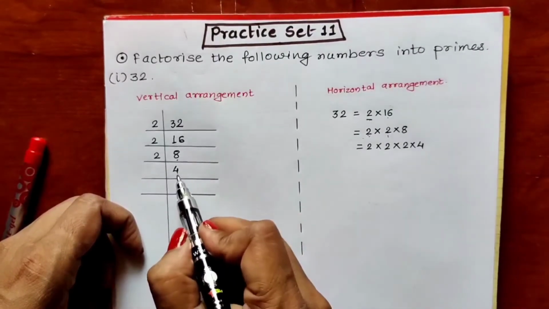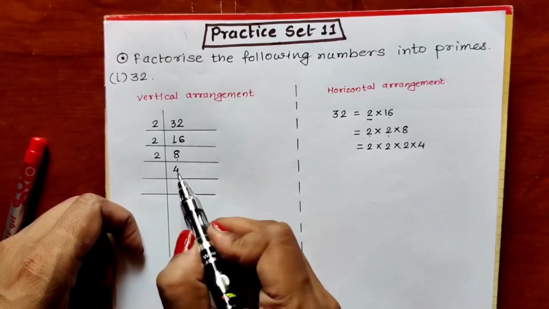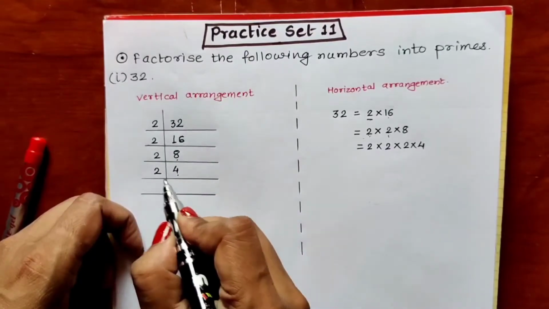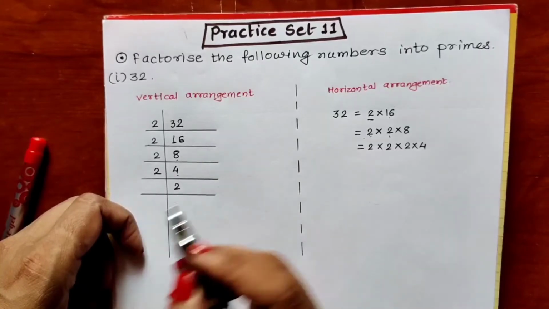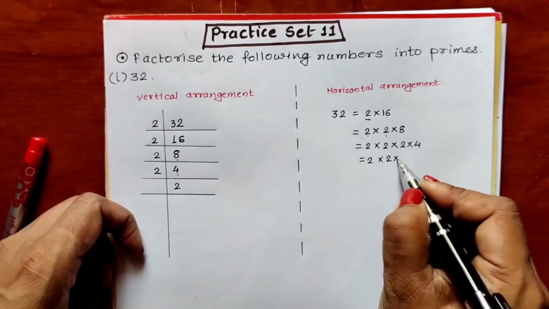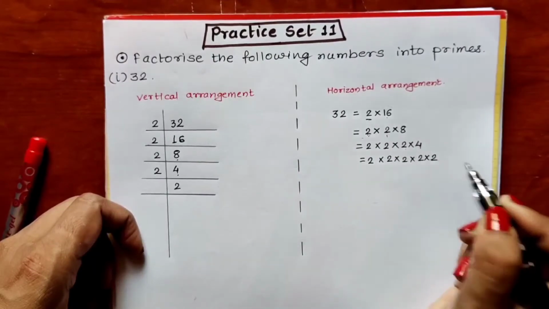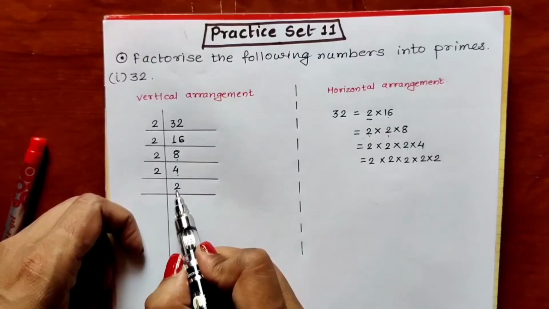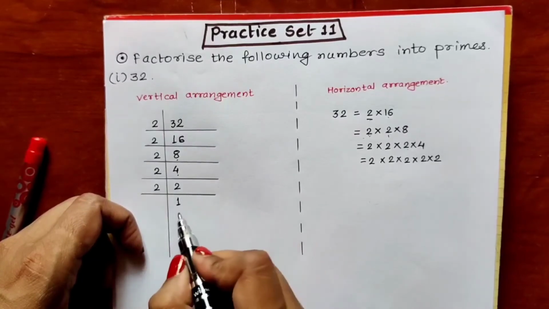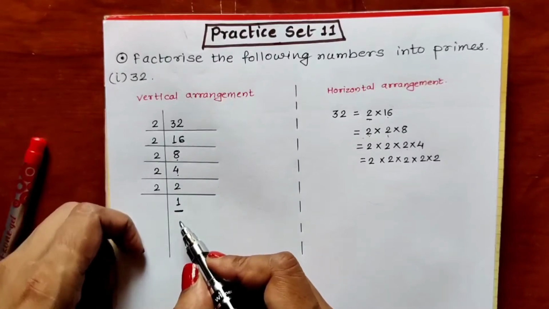Now here this 4 is an even number. This is not a prime number. This is a composite number. This is also divisible by 2. So we will divide 4 by 2. 2 2s are 4. So here we write first 2 as it is, second 2 as it is, third 2 as it is, and factors of 4 are 2 2s are 4. Here we have to divide this 2 by 2 and 2 1s are 2. We have to solve in vertical arrangement till we get 1 in the last step.